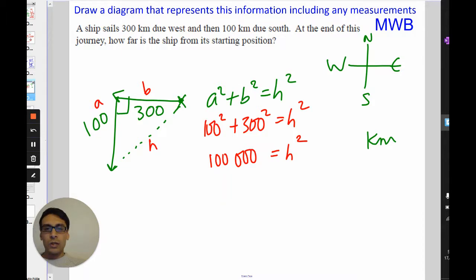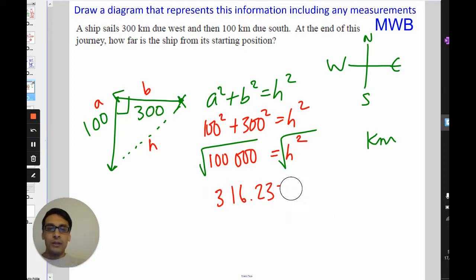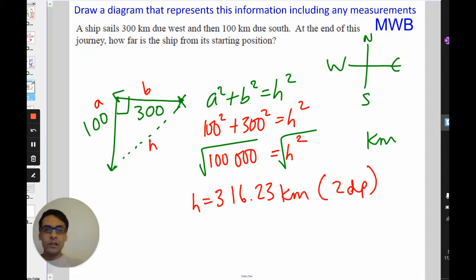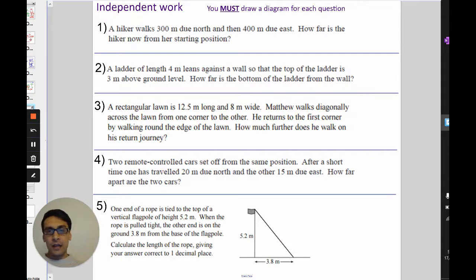So square root, and then we get H is equal to 316.23 kilometers. I'll put the H here, and that is to 2 decimal places. Hopefully you got that as your answer. So if you did, you're ready to move on to the exercise here.